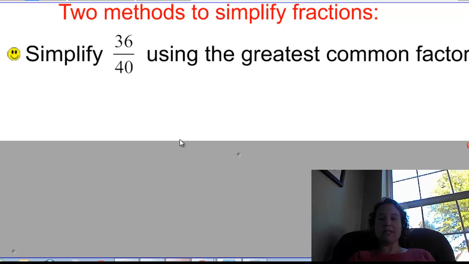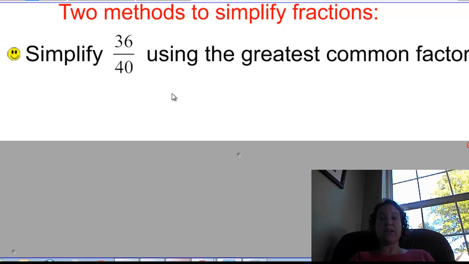We have two methods of simplifying fractions that we're going to go over in this lesson. The first one is to use the greatest common factor. If I look at this fraction right here, 36/40ths, I want to think about how I can simplify that. If I use the greatest common factor, I can do that in one step.